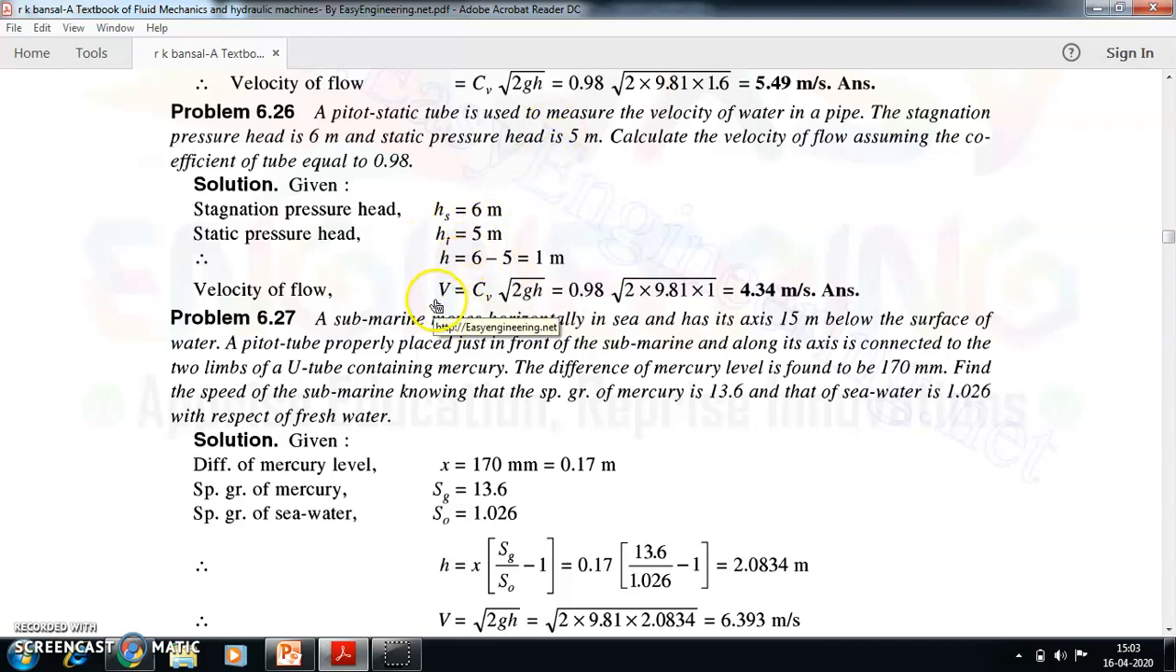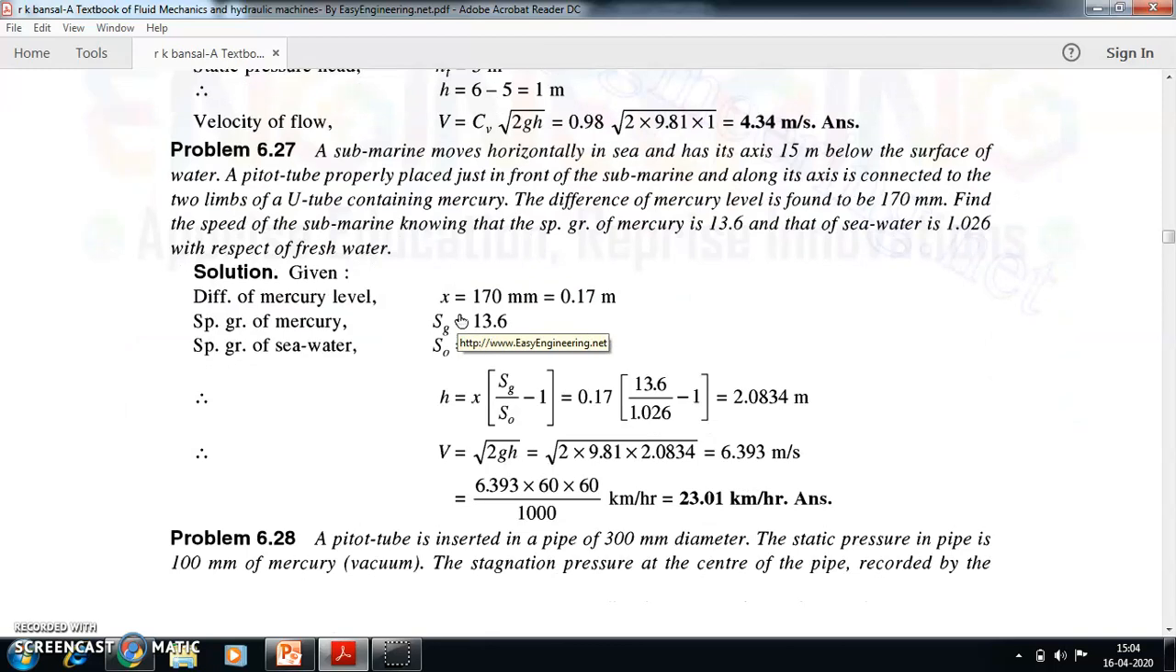So find h, go to your velocity equation, CV into root of 2gh, get the velocity, which is 4.34 meter per second. So directly we will get it. The only thing is you should know that dynamic pressure head is the difference between stagnation pressure head and static pressure head. If you don't know that, then it will be a big headache to you. So please remember this particular small link between stagnation, static and dynamic pressure head. We'll get into the next question.